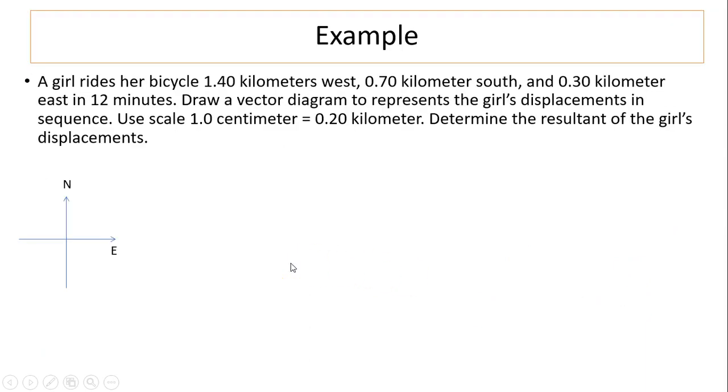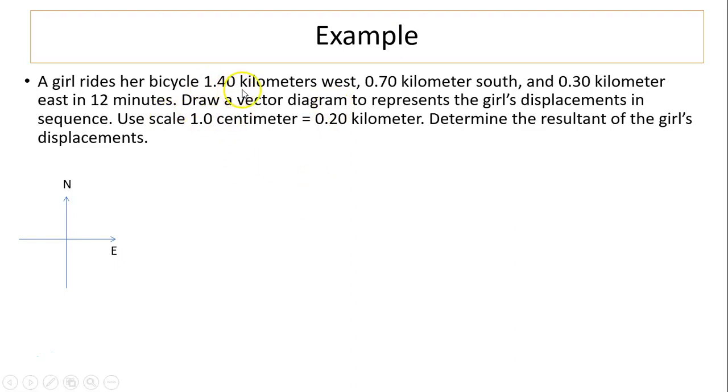Another example: a girl rides her bicycle 1.4 kilometers west. West is going in this direction. Then 0.7 kilometers south, going downward, then 0.3 kilometers east, going to the right, in 12 minutes. Draw a vector diagram to represent the girl's displacement in sequence. Use the scale of 1 centimeter equals 0.2 kilometers. Determine the resultant of the girl's displacement.